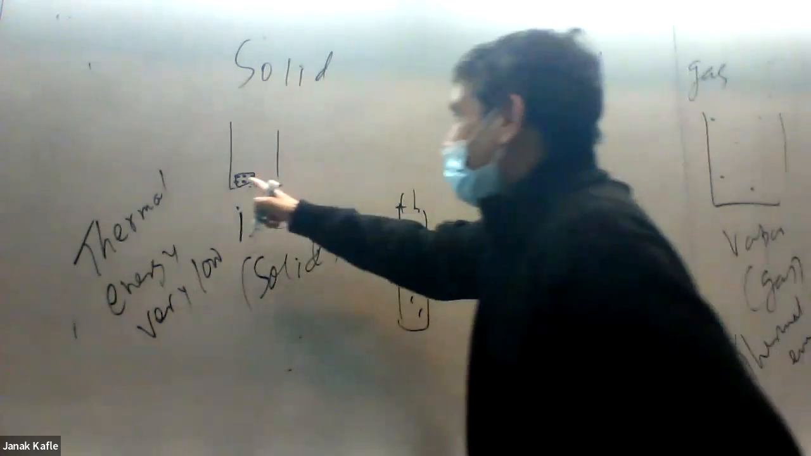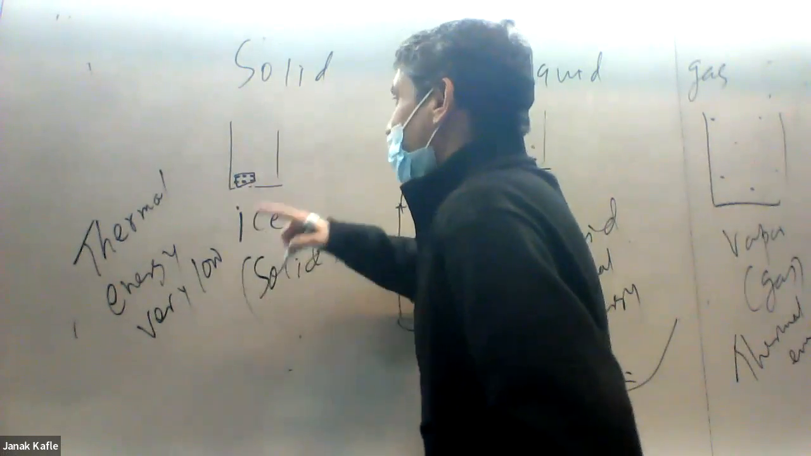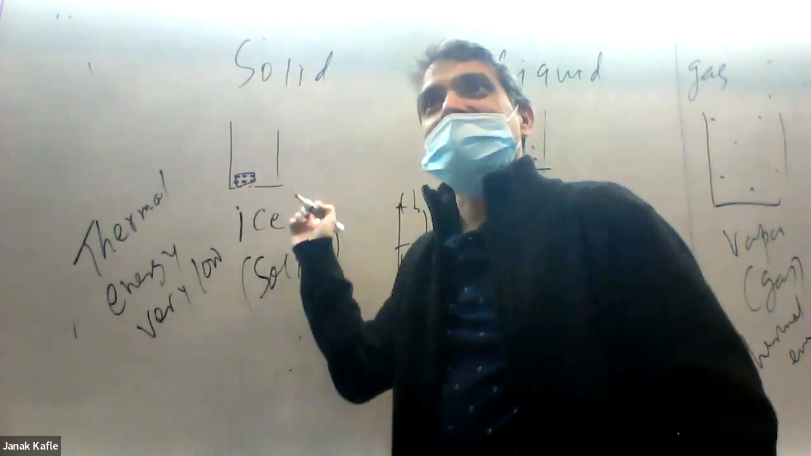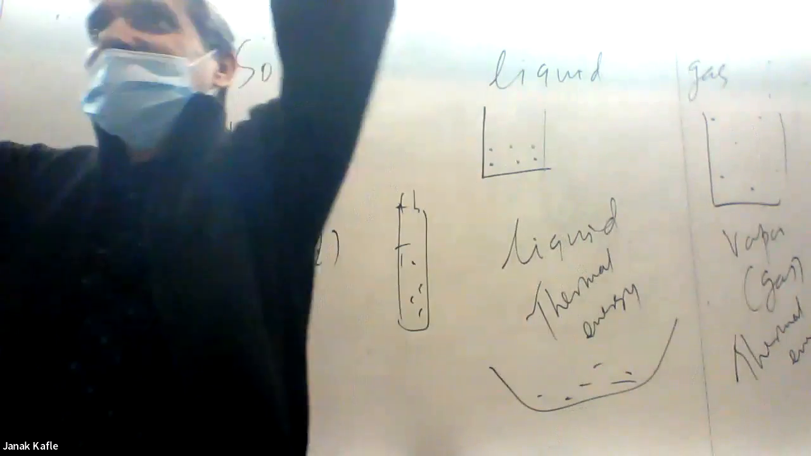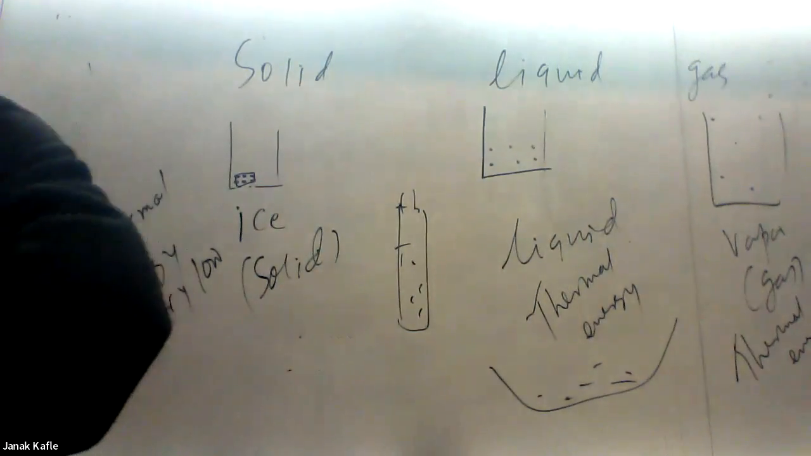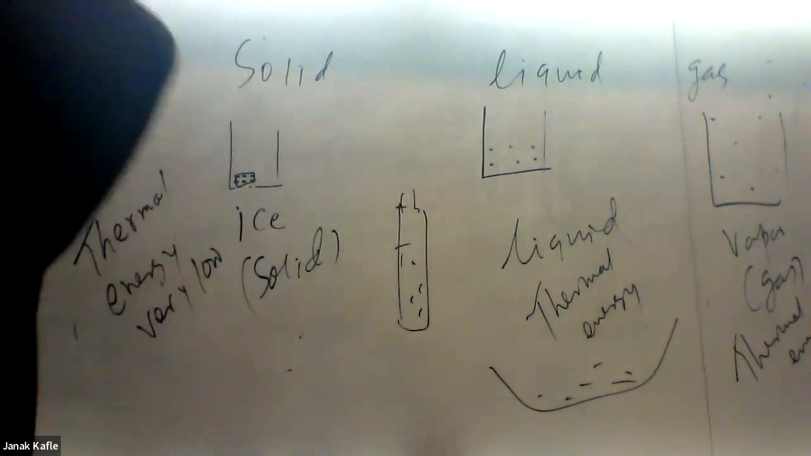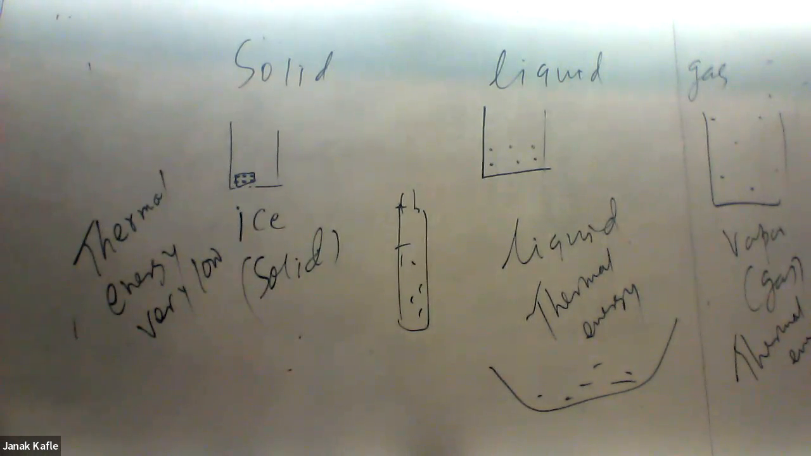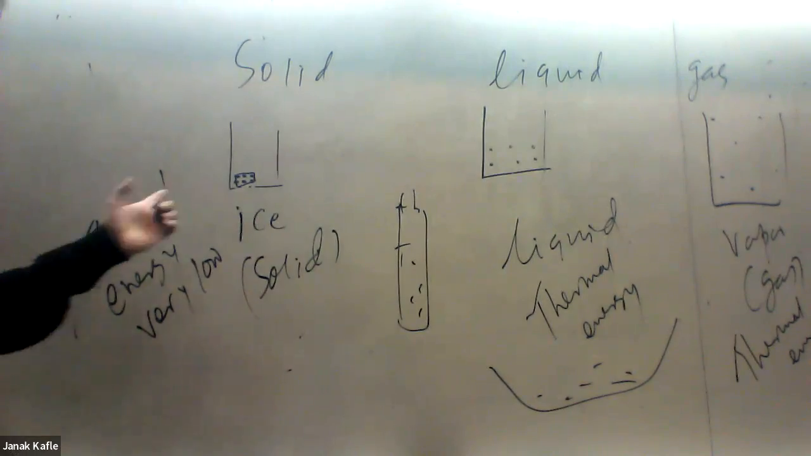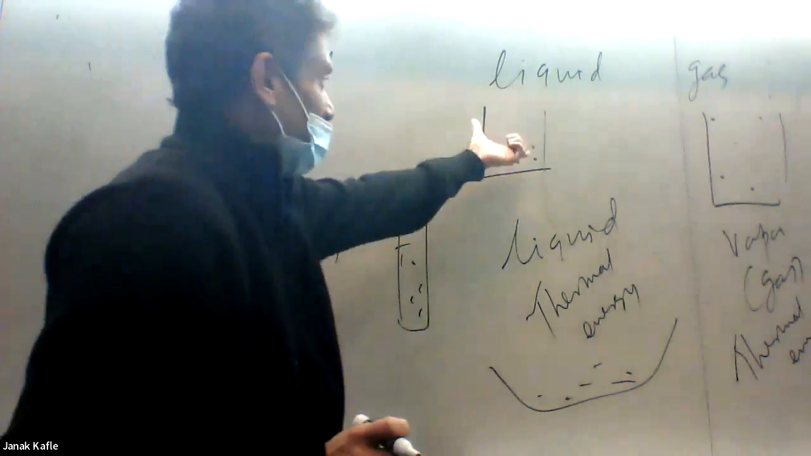So this has a definite shape. The shape of the solid is always definite, like the cube, just like the rectangle, right? So something like that. There's a cylinder, right? So these are solids and they have definite shape, but liquids don't have definite shape. They take the shape of the container.